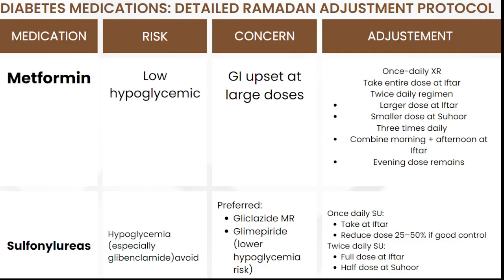And the full dose I will take at iftar. And if he's taking it, for example, BID, twice daily, the full dose will be taken at iftar, and the half dose or modified dose, if I can't reduce it to half, I can reduce it by 25%, whatever, the reduced dose will be at suhoor. Okay, the other group, dipeptidyl peptidase-4 inhibitors.